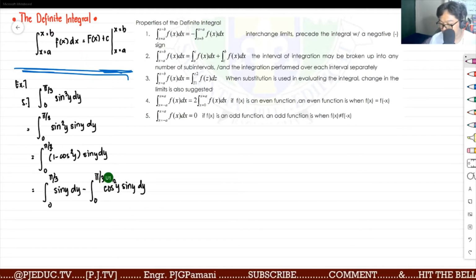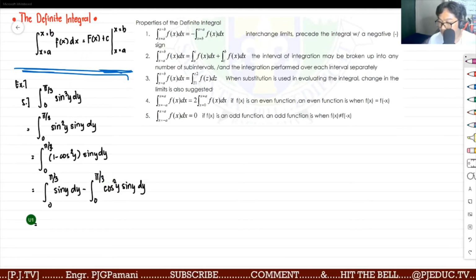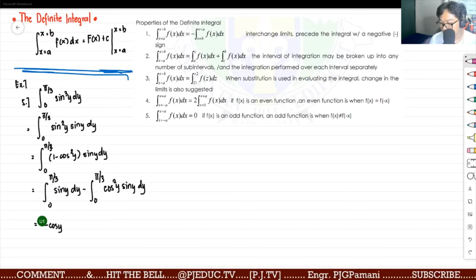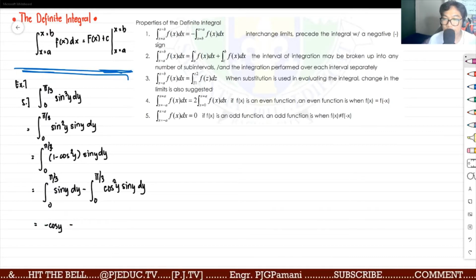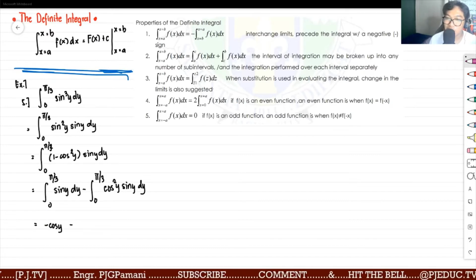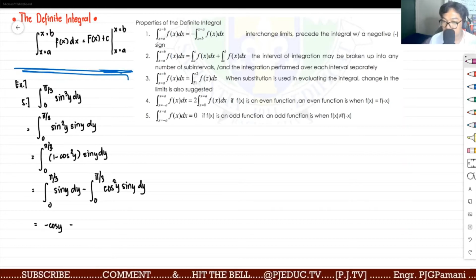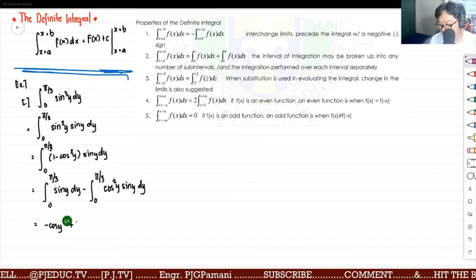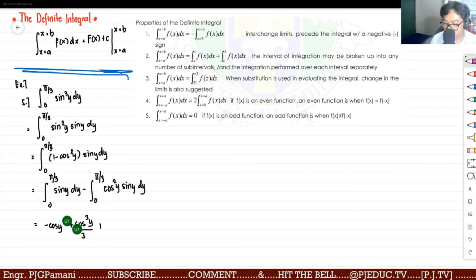Again, this is just basic integral. So the integral of sine y is what? Negative cosine y. Notice we have cosine squared y and sine y. So basically, the differential of cosine is what? Negative sine. Such that the exponent becomes just the power rule. So basically, that is positive cosine cube y over 3 plus your integration constant.